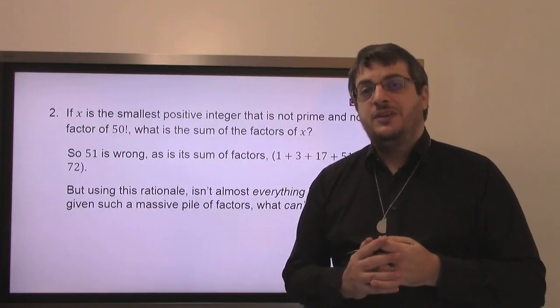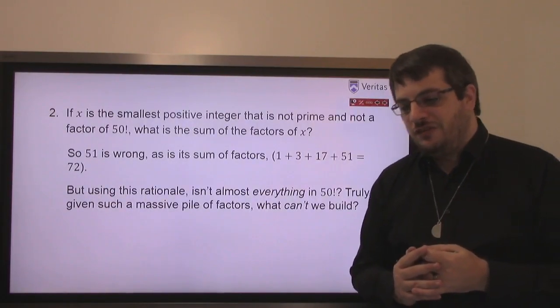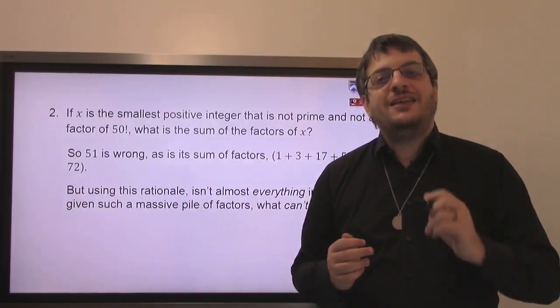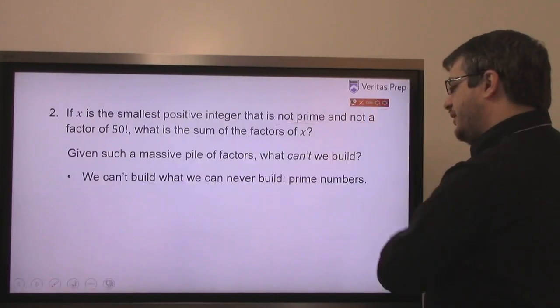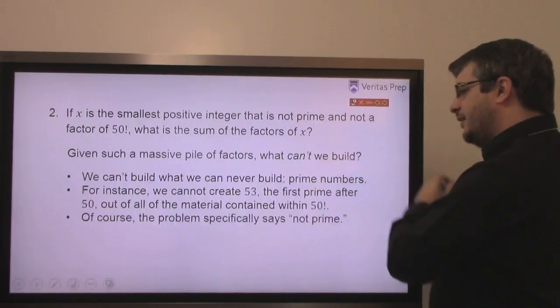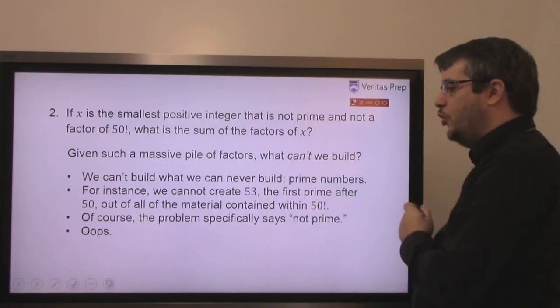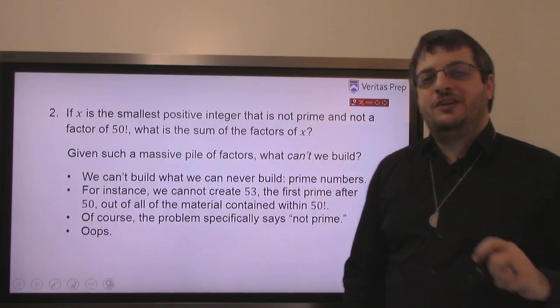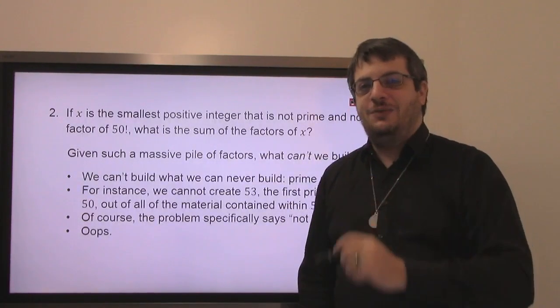Very good, Firdevs. It's 53, and Laktutor and Gaurav and everyone else. Excellent. 53 can't be made. And if they had not said not prime, 53 would be the answer, right? We can't build primes. We can't build 53. But they said not prime. Oops. But if we can't build 53, what else can't we build?